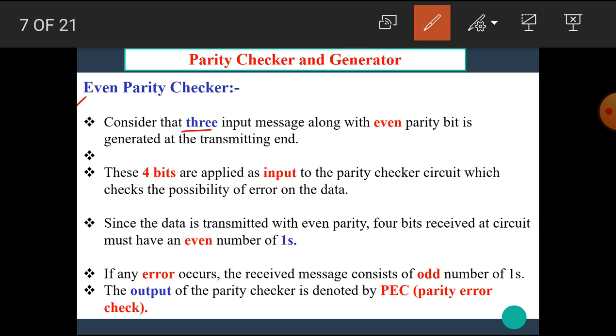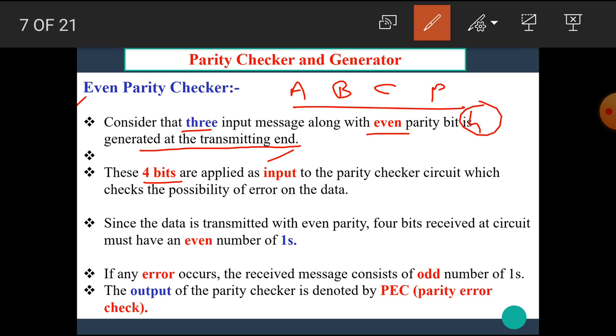Consider a 3-bit input message along with an even parity bit generated at the transmitting end. These 4 bits, that means the 3 input message bits A, B, C and 1 parity bit, total 4 bits, are applied as input to the parity checker circuit, which checks the possibility of error on the data. Since the data is transmitted with even parity, the 4 bits received by the circuit must have an even number of ones.